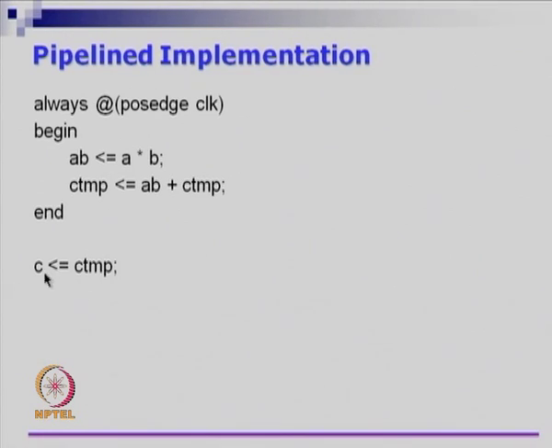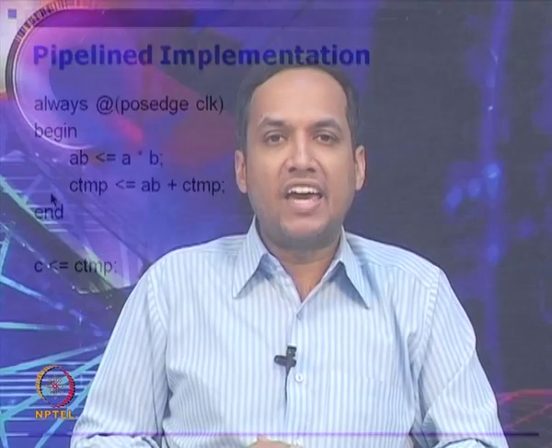If you go and look at this one, assign C equals C temp must be there. The assign is combinational, all it is doing is tapping the register called C temp and giving it to the external world. This brings me to the end of week 8, so we are at the end of module 47.